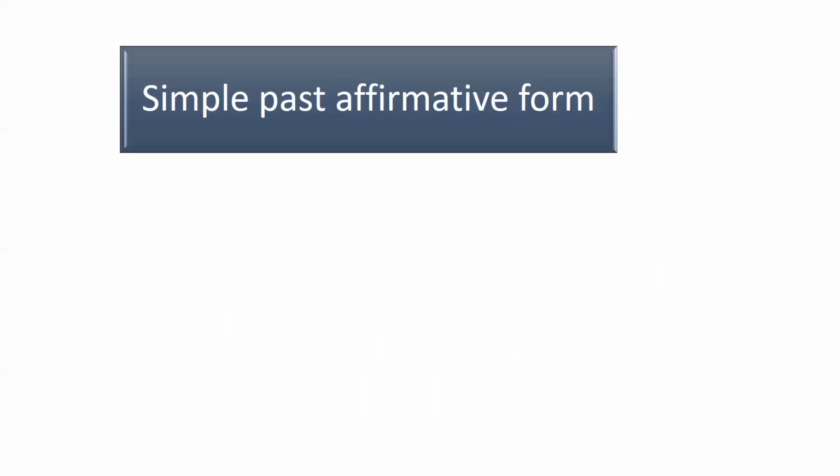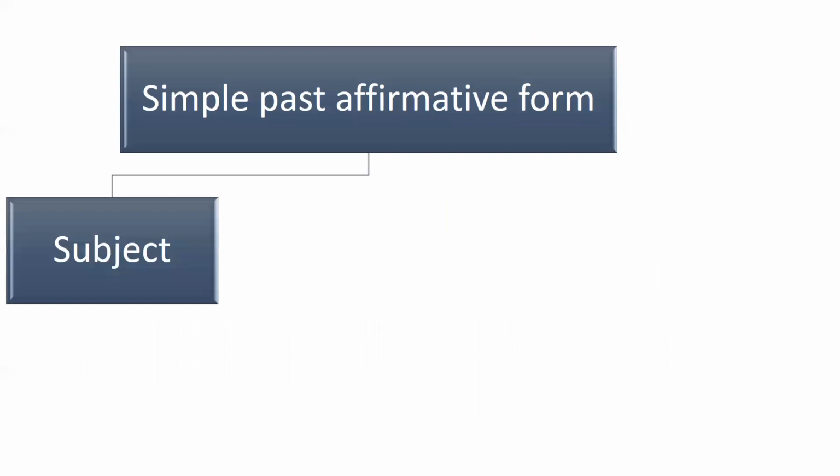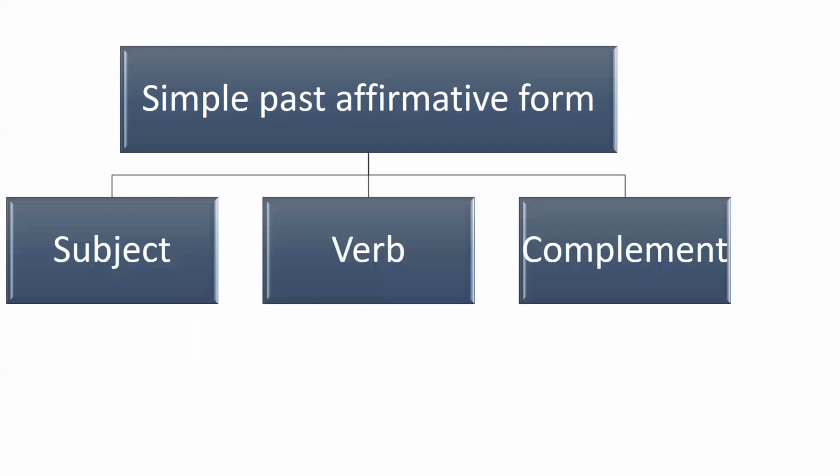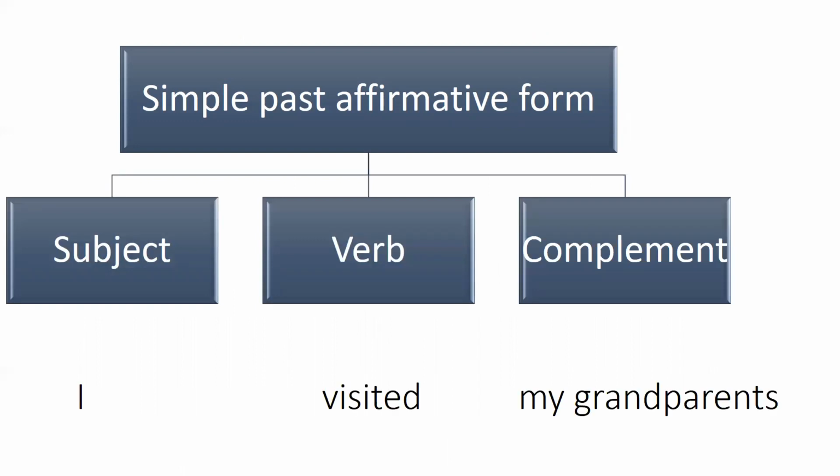Now, let's take a look at the simple past affirmative form, the structure. We have a subject, we have a verb, and we have a complement. Like in this example, I visited my grandparents.